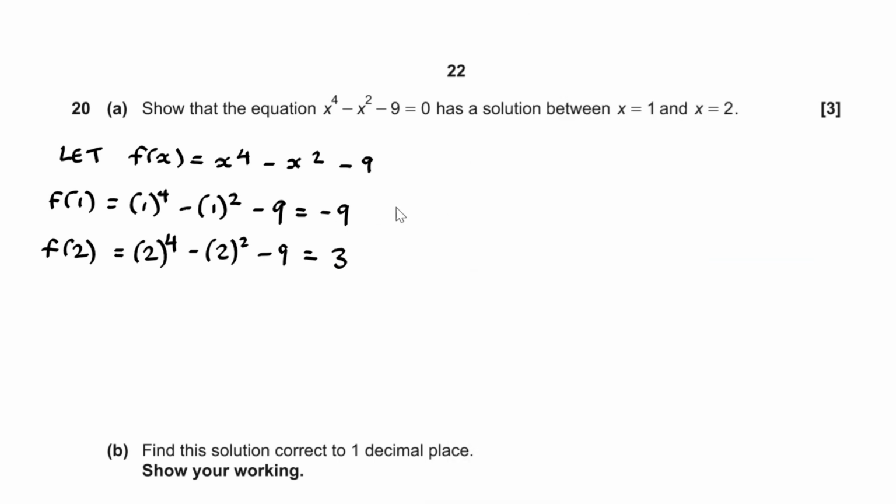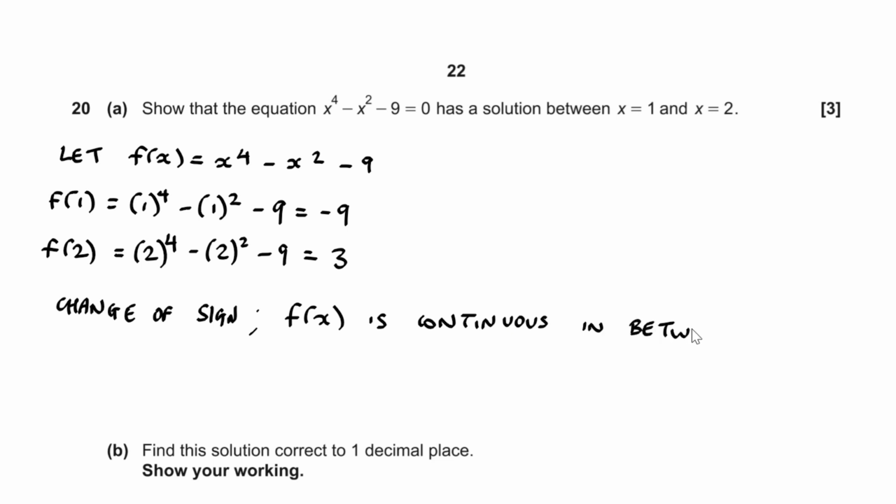So therefore, what you can see here is we have a change of sign. We're going from something negative to positive, and we see that f of x is continuous in between x equals 1 and x equals 2, and therefore we have a root alpha in between 1 and 2.